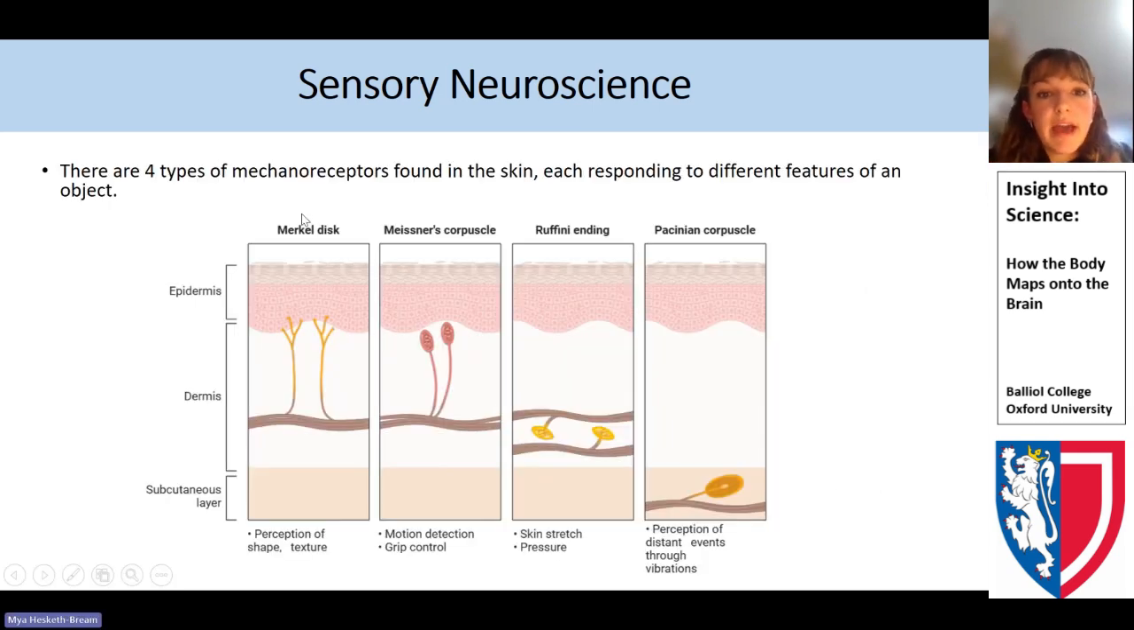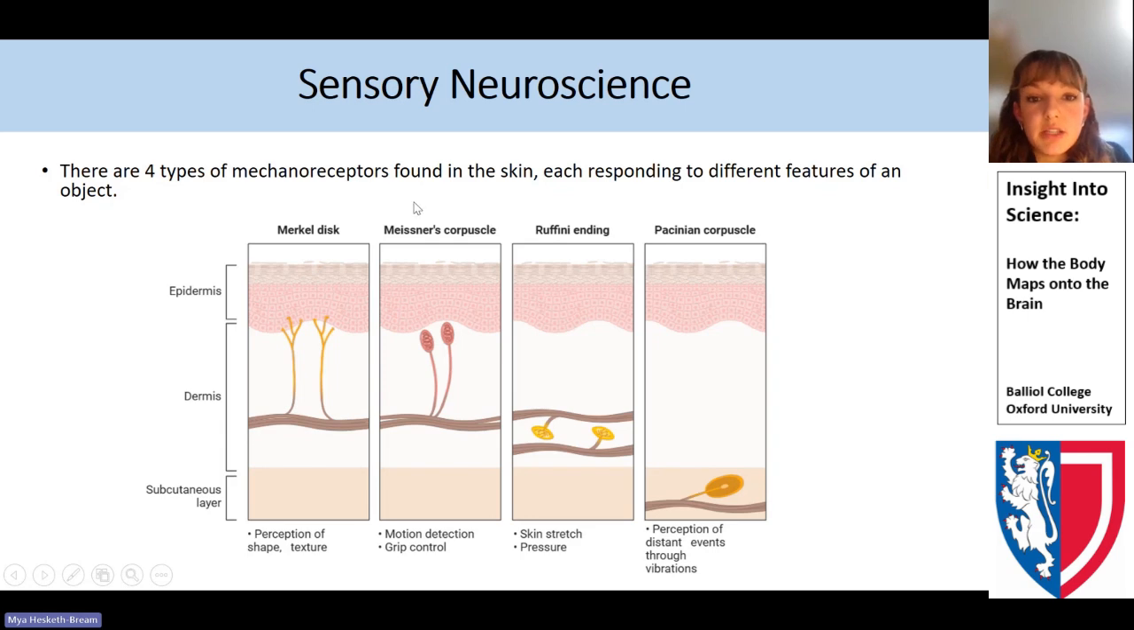So these mechanoreceptors that we've discussed for touch, there are actually 4 types of these found in the skin. And they all pick up different types of information that we need in order to identify what an object is. So we have mechanoreceptors called Merkel discs. These are found very high in the epidermis, very close to the top of your skin, and they are used for the perception of shape and texture.